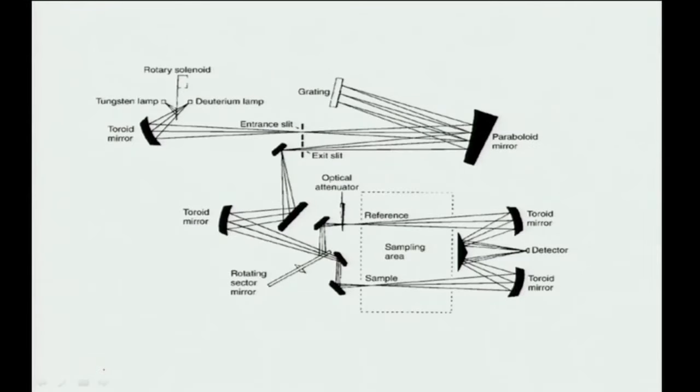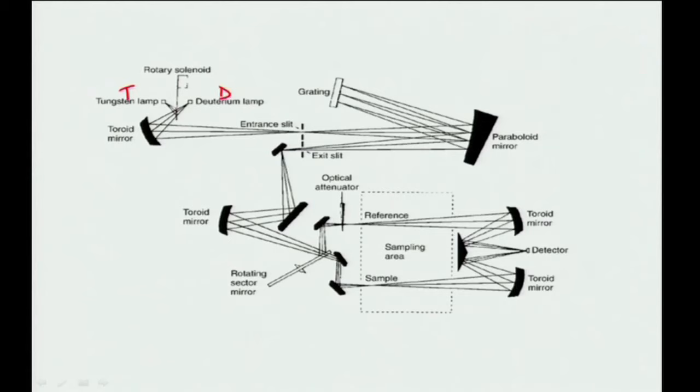So, this is just a block diagram of your absorption spectrophotometer. What happens is, you can see the two lamps, this is the tungsten lamp and this is the deuterium lamp, these are the two lamps out here. After that, let us not go into the specifics, just try to understand the general scheme.